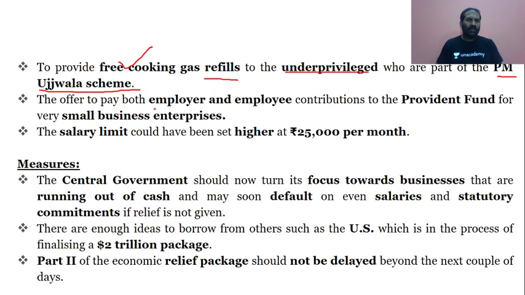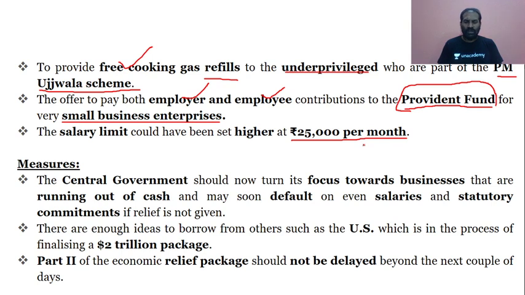1,70,000 crore rupees. The offer is to pay both the employer and employee contribution to the provident fund. So whoever is part of the provident fund, PF, from the very small business enterprises, for them, for the employer and the employee contribution, the government will contribute to the provident fund. And the salary limit could have been set higher, at 25,000 per month, for the business enterprises, so that they will not be shedding businesses, and the manufacturing or production units wouldn't shut down.